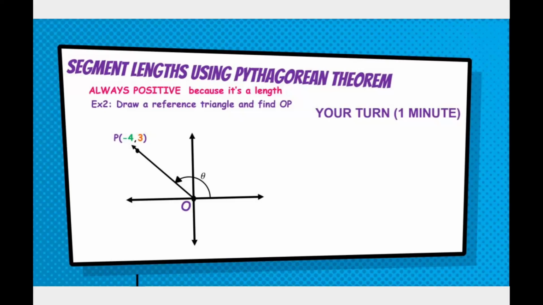Okay, so now it's your turn to do the same thing. And if you are watching this for the first time and we're not here, I would encourage you to try this on your own first. And do the same thing. Start by drawing a reference triangle, pause the video, and then see if you get what I get.